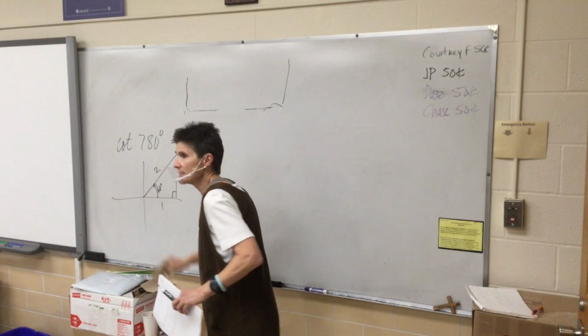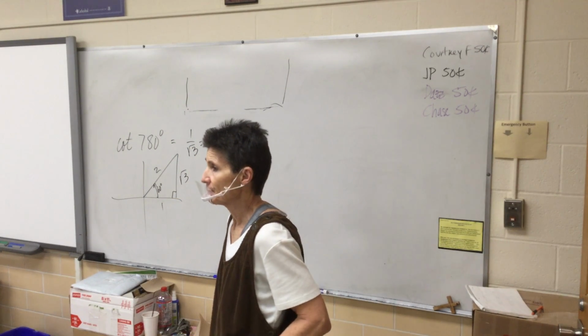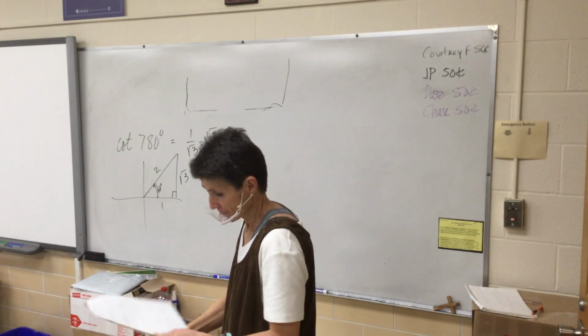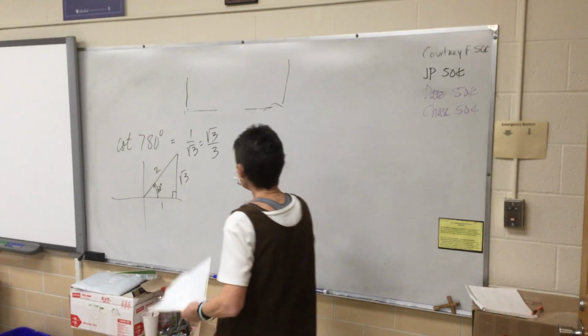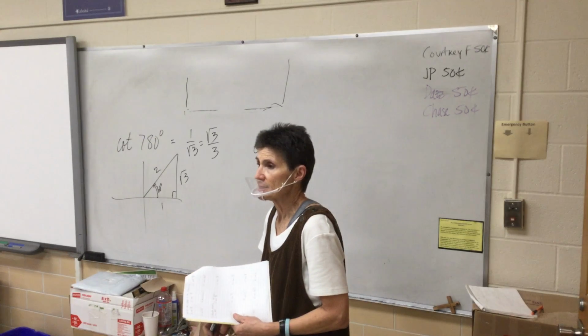So how did I get 60? The smallest positive coterminal angle. How did I do it? Subtracted 360, subtracted revolutions, right? Which is what we talked about right at the beginning. Cosine 0, let's find it. What's the cosine of 0?